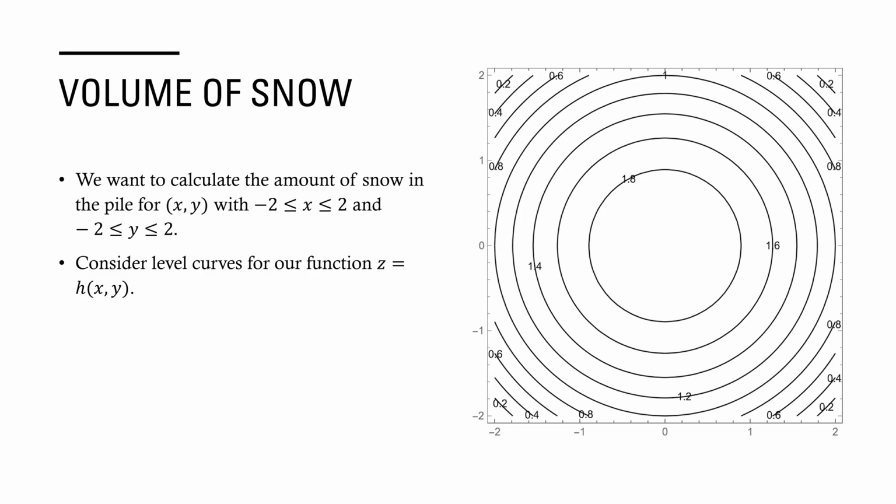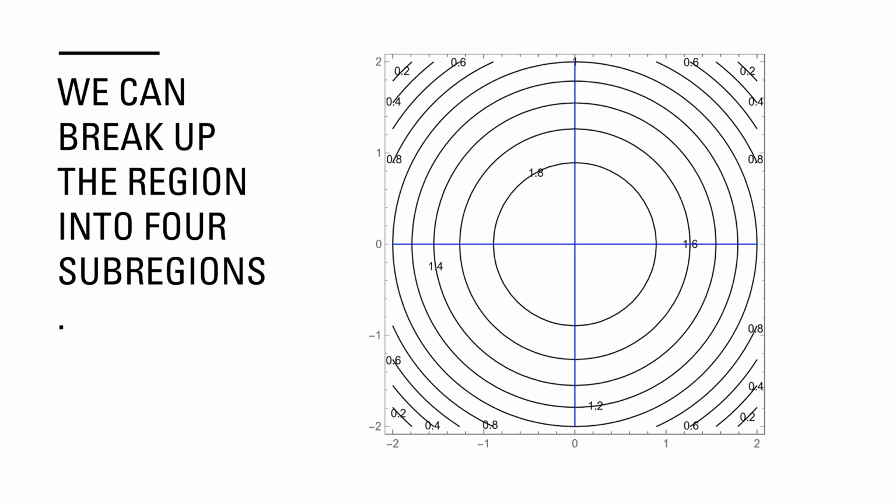Well, remember when we were doing functions of one variable in Calc 1, we broke up an interval into subintervals to work with. So we're going to do the same thing here, but we're going to break our rectangle up into 4 subregions like this. Or our square in this case, we break our square up into smaller squares. So we started off with a 4 by 4 square. Now we have 4 2 by 2 squares.